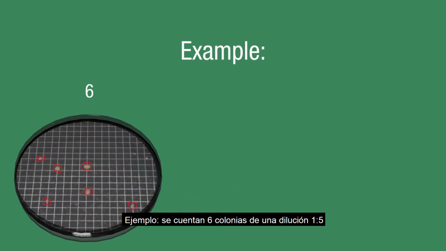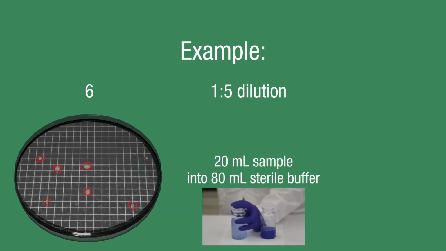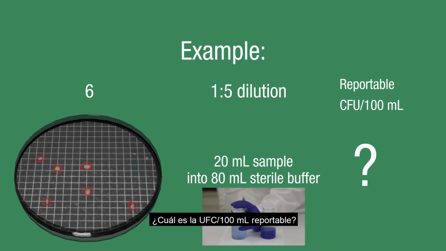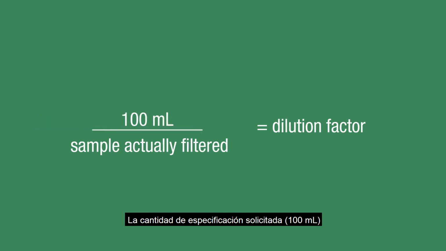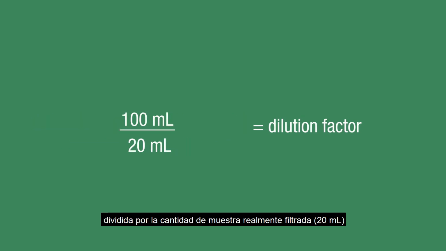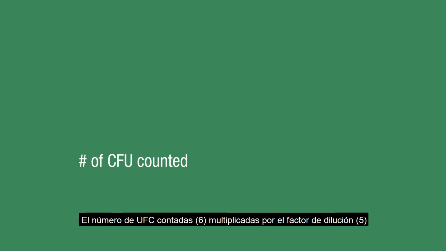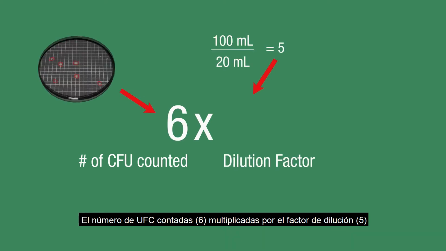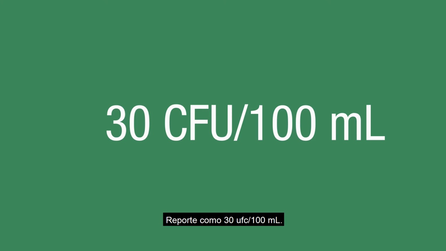Example: 6 colonies are counted from a 1 to 5 dilution. 20 milliliters of sample into 80 milliliters of sterile buffer. What is the reportable CFU per 100 milliliters? Requested specification amount, 100 milliliters, divided by amount of sample actually filtered, 20 milliliters, equals a dilution factor of 5. The number of CFU counted, 6, multiplied by the dilution factor, 5, equals 30 CFU. Report as 30 CFU per 100 milliliters.